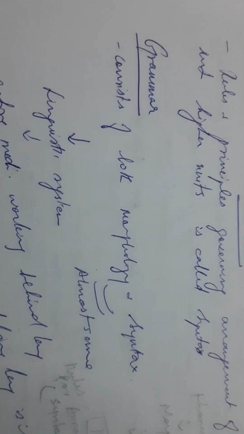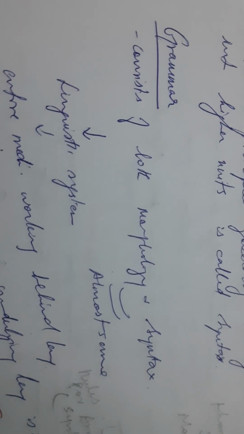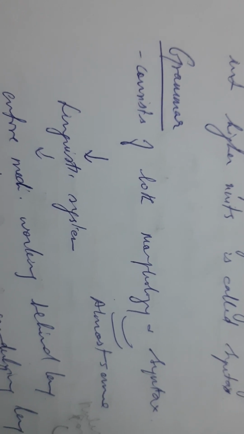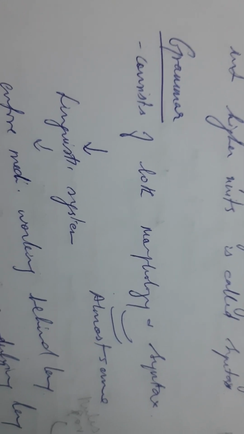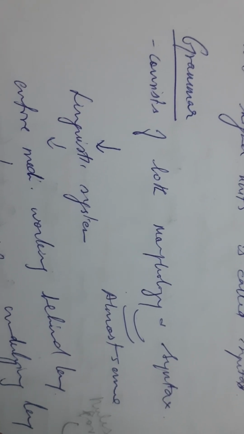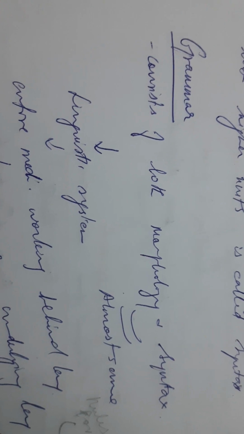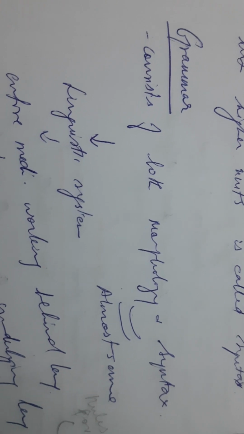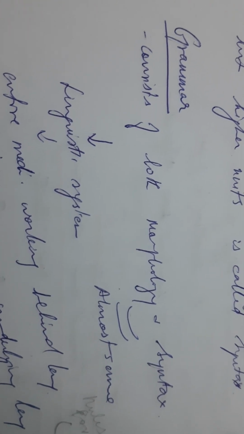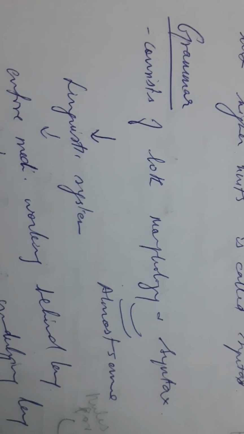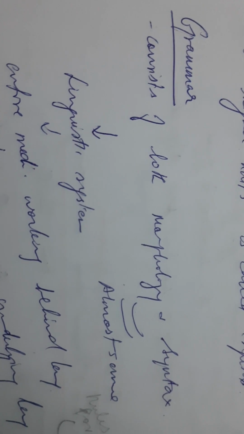Okay, and the next thing that you have to know about is what grammar is. Grammar is almost synonymous with syntax, meaning that syntax is considered equal to grammar. Sometimes you can also say that grammar consists of both syntax as well as morphology. So when we are dealing with grammar, it talks about two branches: one being syntax and the other being morphology. So that is what grammar is.